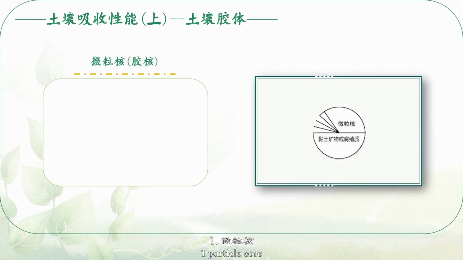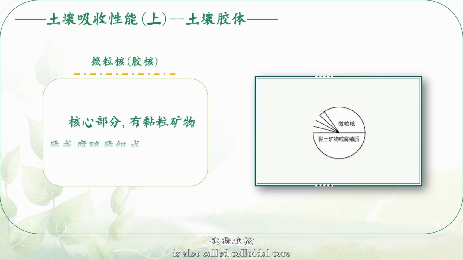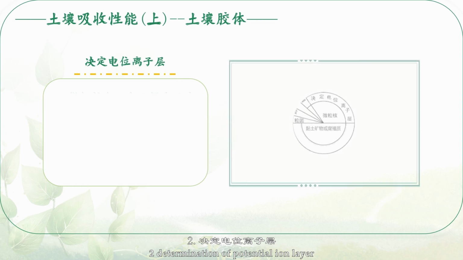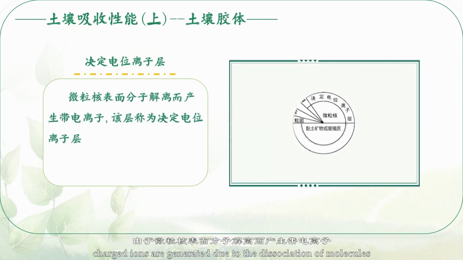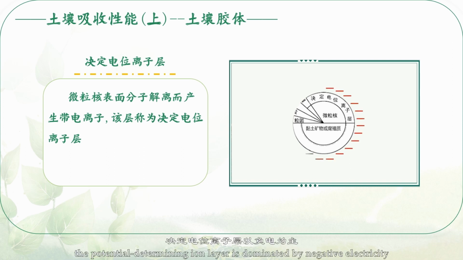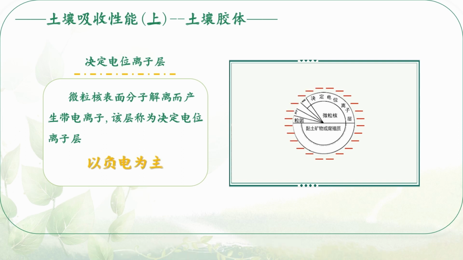1. Particle core is also called colloidal core. It is the core part of soil colloid, which is composed of clay minerals or humus. 2. Potential determining ion layer. Charged ions are generated due to the dissociation of molecules on the surface of the particle core. This layer is called the potential determining ion layer. Generally speaking, the potential determining ion layer is dominated by negative electricity.